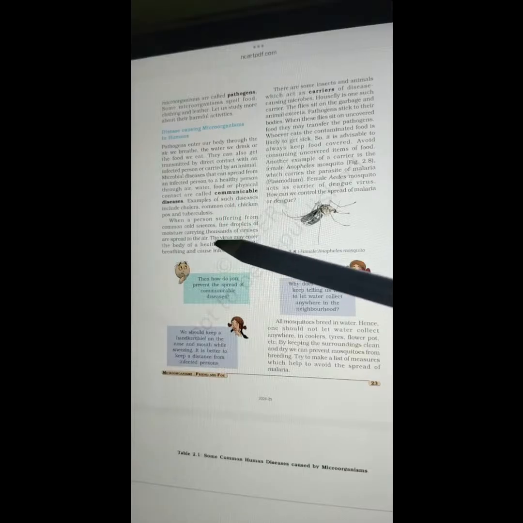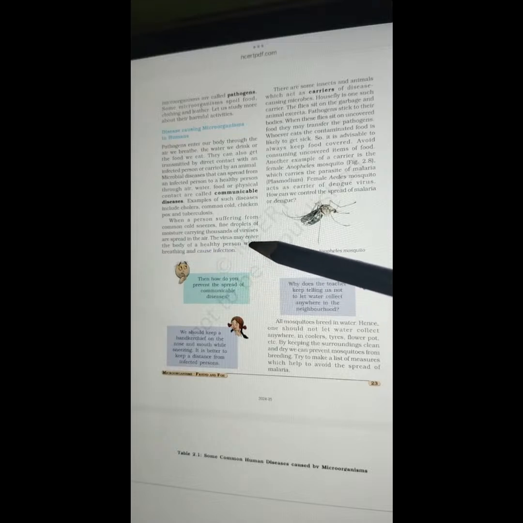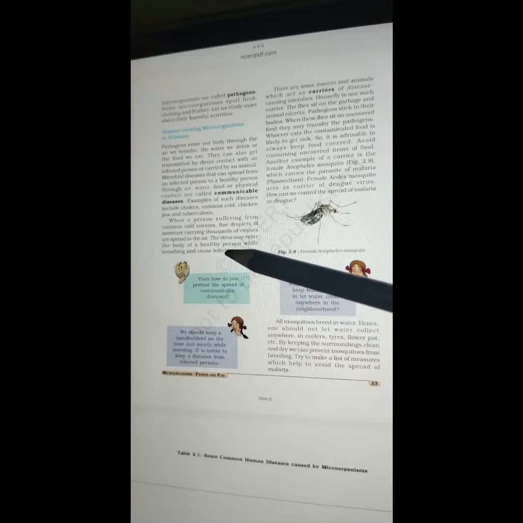When a person suffering from common cold sneezes, fine droplets of moisture carrying thousands of viruses are spread in the air. The virus may enter the body of a healthy person while breathing and cause infection.